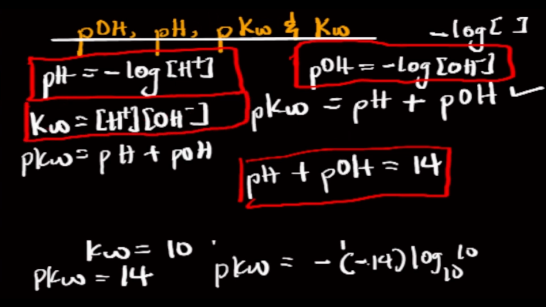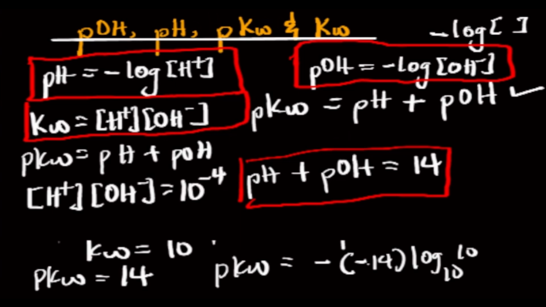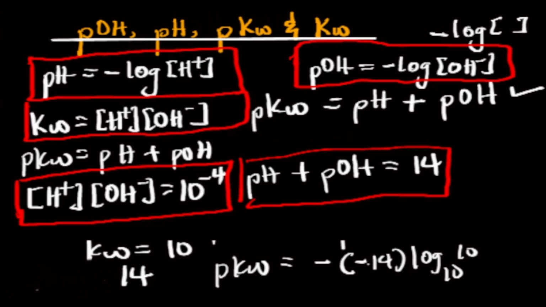Kw is 10 raised to the power minus 14. So we can have another one: hydrogen ion concentration multiplied by hydroxide ion concentration equals 10 raised to the power minus 14. This one as well is very, very important. When we are solving a question on strong acid and strong base, we can make use of these five formulas. Another formula that I'm going to derive is not really common, but you have to take note of it. It's also very important.